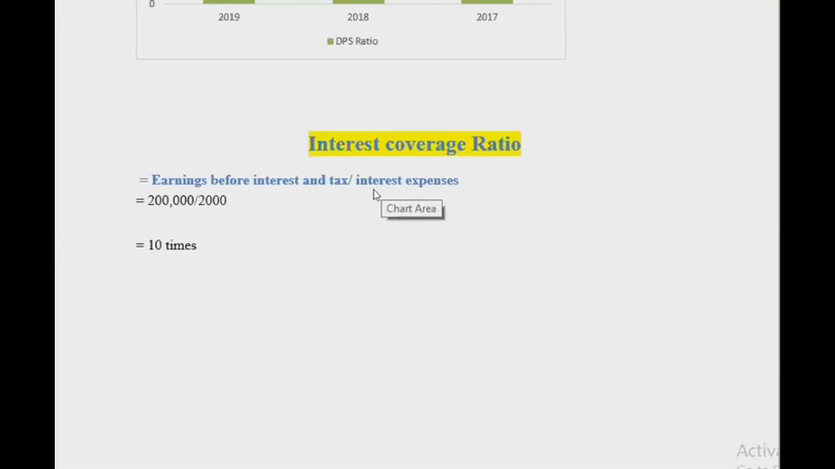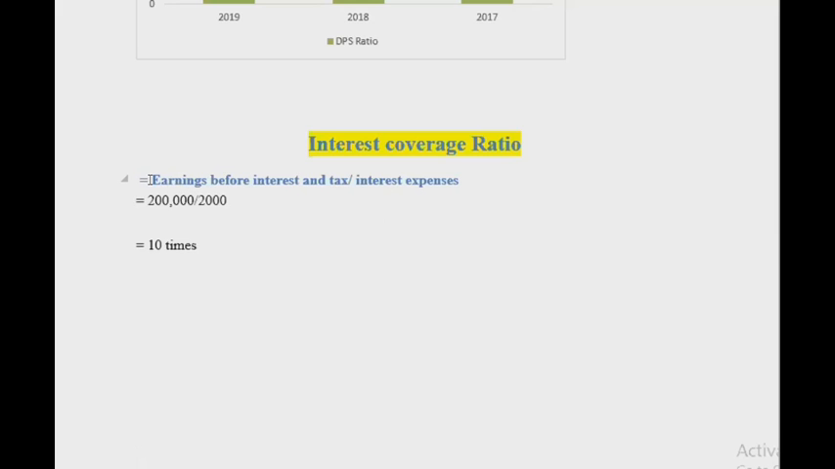Now the last portion of our solvency ratios is the interest coverage ratio. Basically, the interest coverage ratio tells us how many times our current earnings can cover our interest expenses. Interest expense is also known as the financial cost of the business. Financial cost means if you have taken a loan from a bank, then you have to pay a fixed percentage of interest. So how many times can we pay this interest from our current earnings?